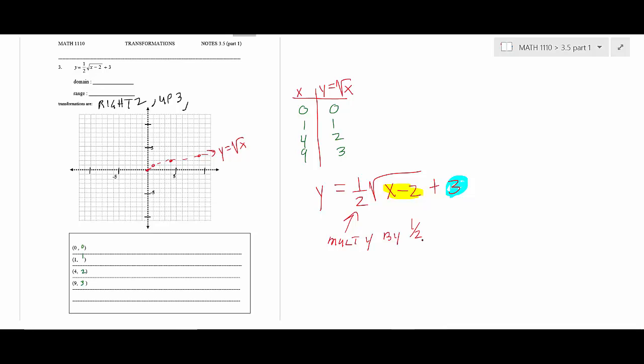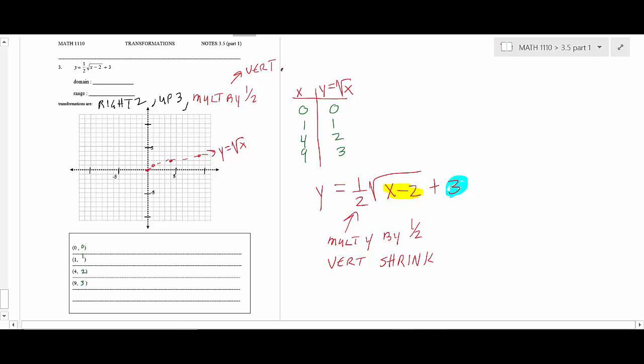So that's going to be what we call a vertical shrink. Okay, that's because it's making the y values go like that. So I'm just going to say multiply by 1/2. And it's good to write it that way, but on your homework, if you're asked for the translations, you want to write that it's a vertical shrink. And you say it's a vertical shrink by a factor of 1/2. That's how you do that, okay?